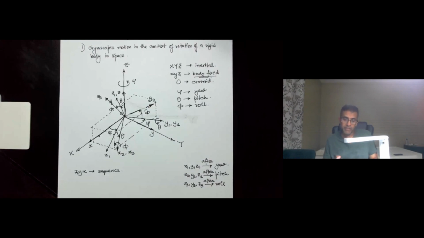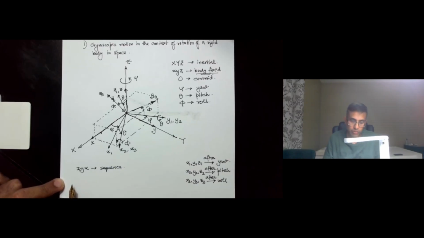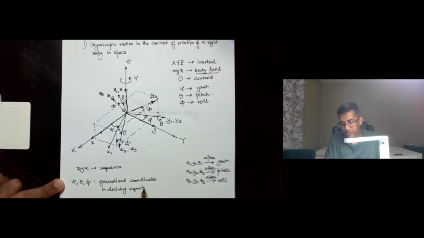Now that we have defined the angles that will be used to represent the orientation of the rigid body, these three angles will be treated as the generalized coordinates. So psi, theta, and phi would be the generalized coordinates in deriving equations of motion.